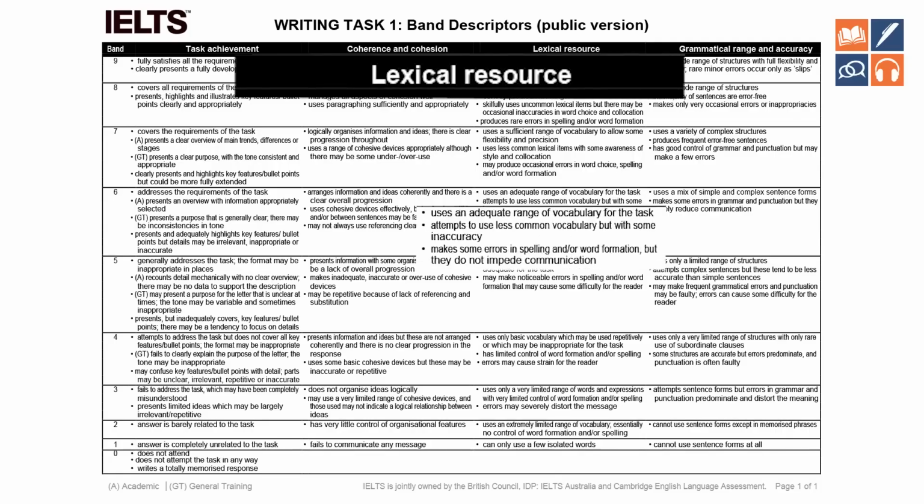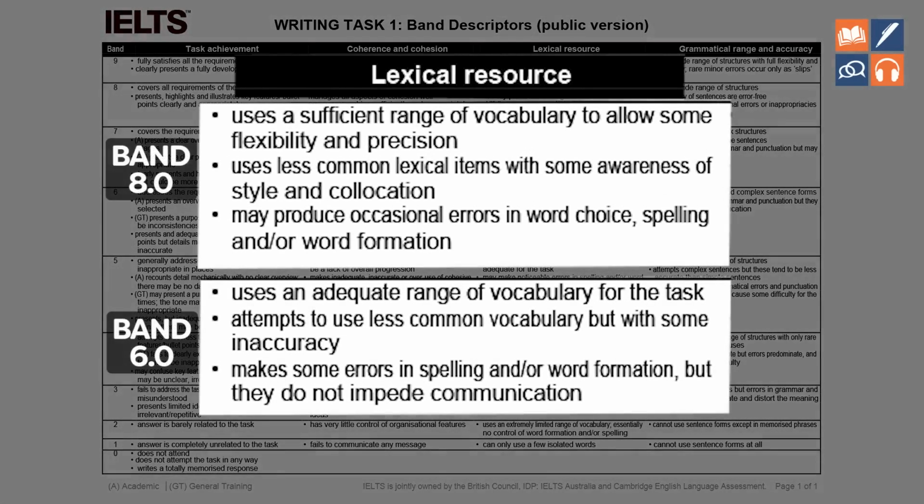So now let's move on to lexical resource. Lexical resource is just a fancy way of saying vocabulary. And to put it very simply, did you use the words correctly? Was the meaning correct and the spelling correct? They'll also look at things like collocations, for example, but focus in on, does the word mean what you think it means, and is it spelled correctly?